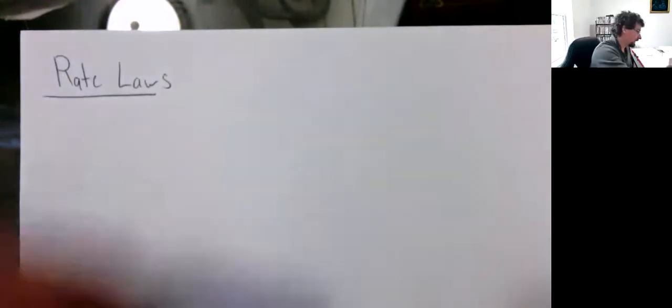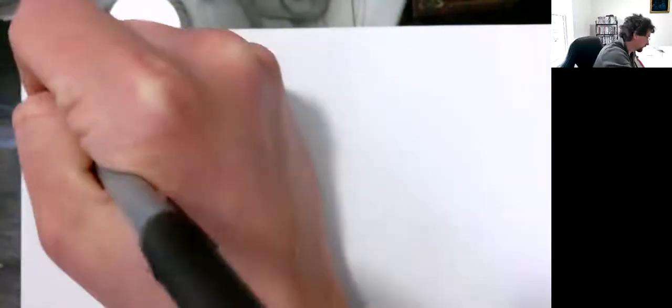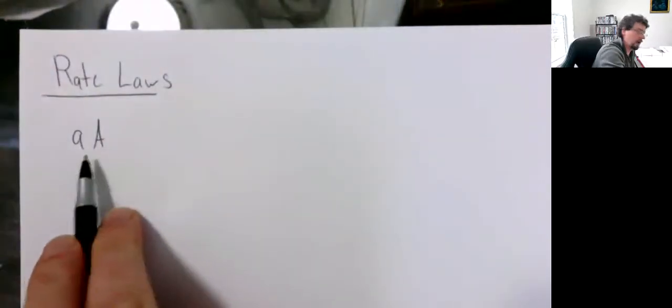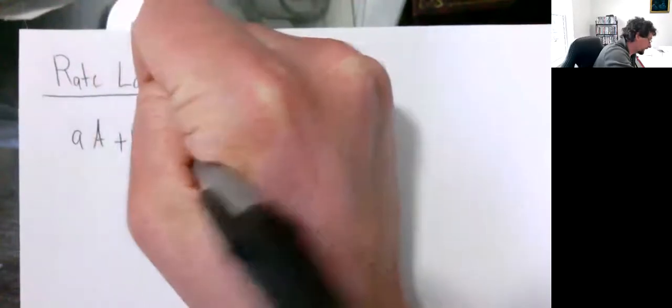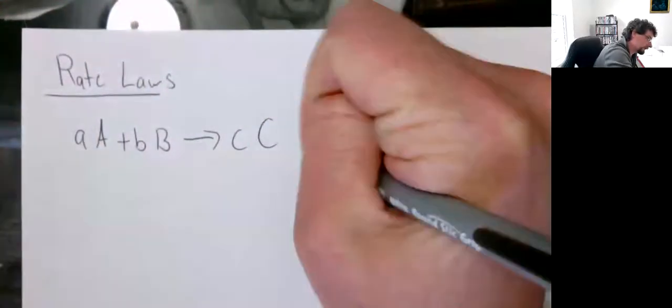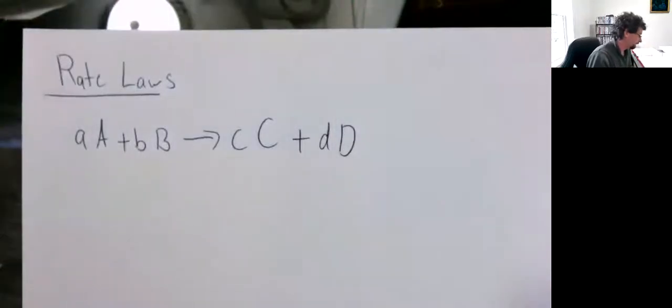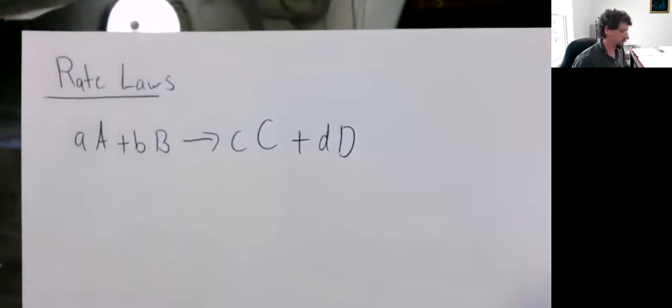So getting into it, let's say we have a generic reaction. We have little a molecules of A, with stoichiometric coefficient little a, reacting with little b molecules of B, going to little c of C and little d of D. And what we would like to do is determine an expression to get the rate of this reaction. So how quickly is this reaction going to proceed?